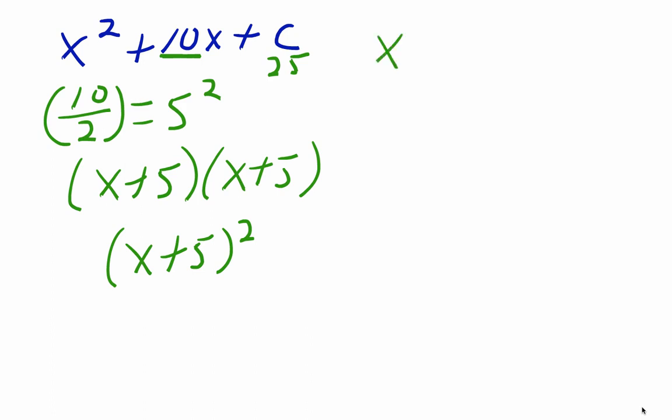Another one would be, let's say we had x squared minus 12x plus 36. Take half of the middle term.